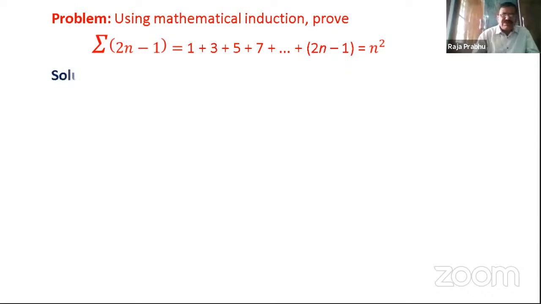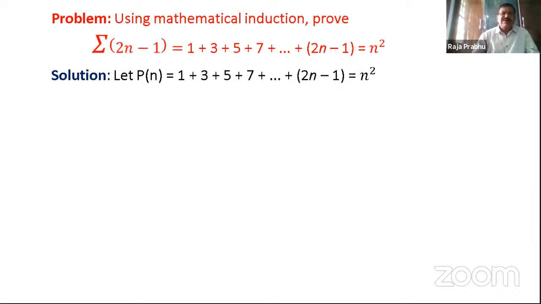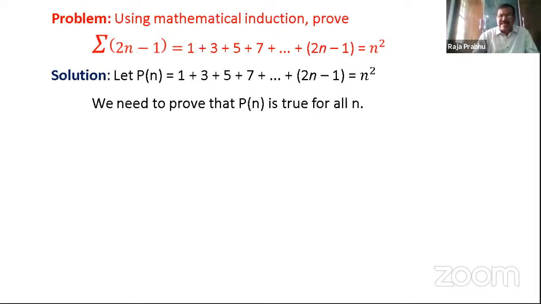As I told you, to prove this statement, we have to verify in 3 cases. For our convenience, in almost every problem, let us firstly consider the given statement as some P of n. So here I consider P of n is equal to the given statement, that is 1 plus 3 plus 5 plus and so on up to 2n minus 1, which is equal to n square. Now to prove this, what do we have to prove? We need to prove the statement is true for every natural number, nothing but for any number of terms.